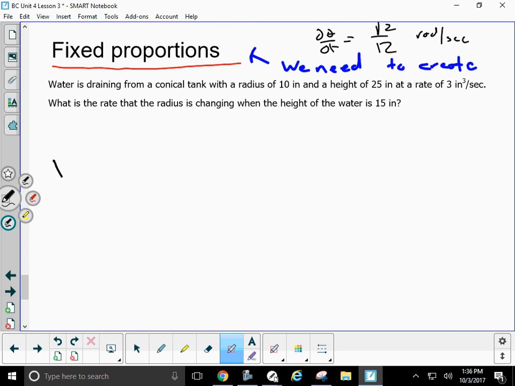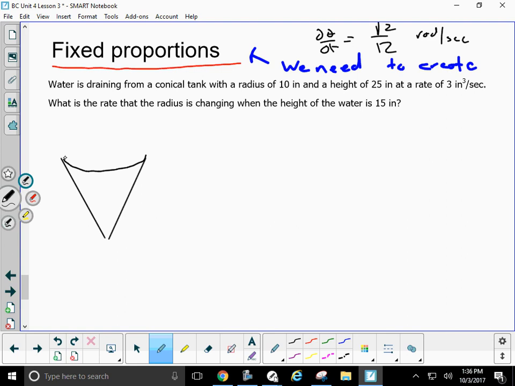Water draining from a conical tank. We'll talk about this conical tank as being a tank that's vertex down, where the water's kind of getting poured out of the spout, like those little triangular cups of water. The radius of the tank is 10. The height of the tank is 25. It's draining at a rate of 3 cubic inches per second, so that's dV/dt. Since it's draining, I'm going to say that's negative. Question is, what is the rate that the radius is changing? And it's the radius of the water. So go ahead and include that, radius of the water.